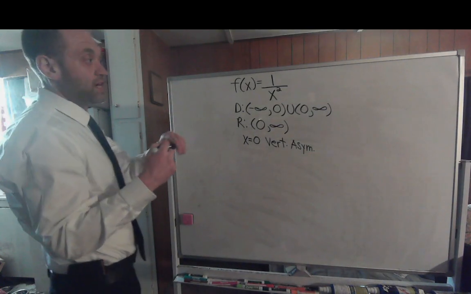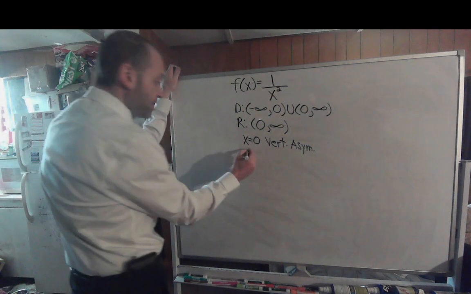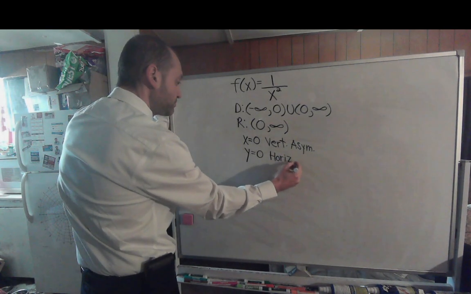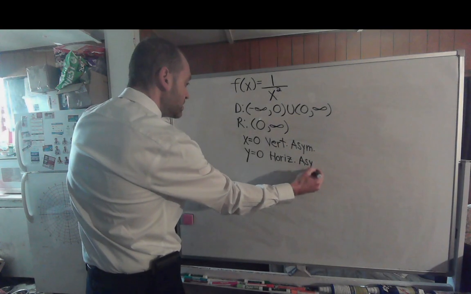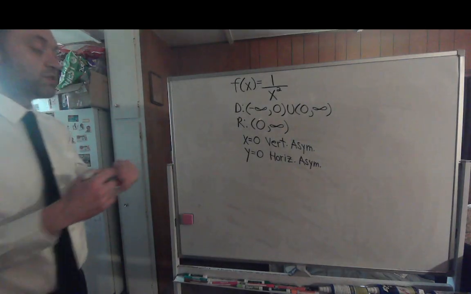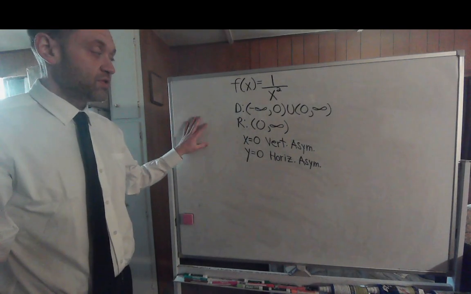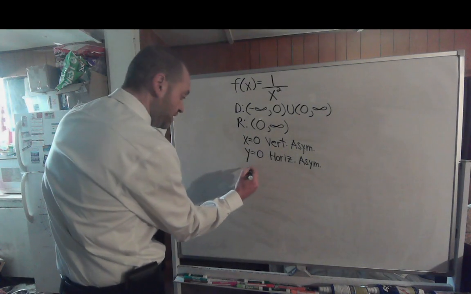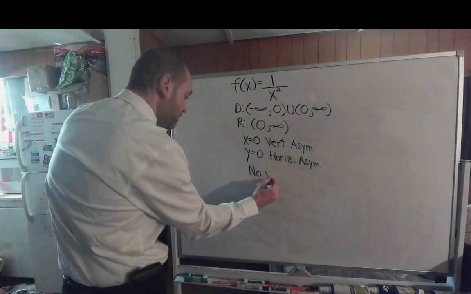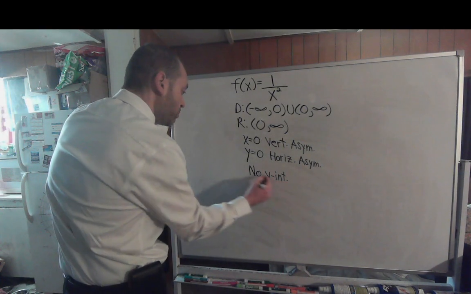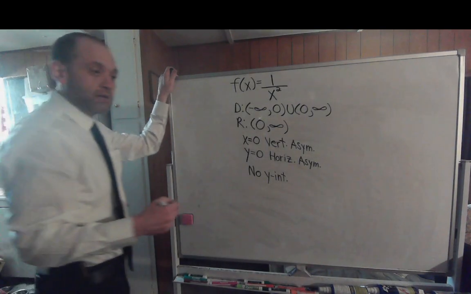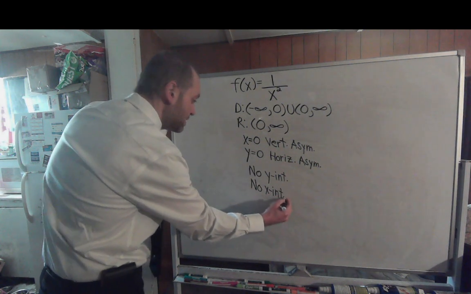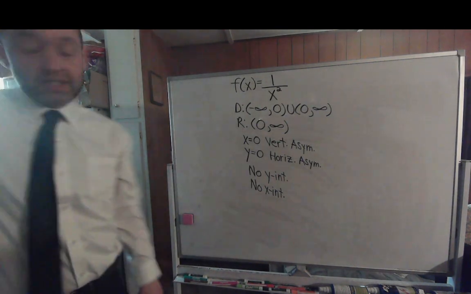Now, of course, the degree of the numerator is less than that of the denominator, so y equals 0 is your horizontal asymptote. Okay, so then we need to talk about intercepts. Y-intercept occurs when x equals 0, but that would make this undefined. So there are no y-intercepts in this case. What about an x-intercept? Well, that'd be saying 0 equals 1, which isn't true, so there are no x-intercepts in this case either. So there are no intercepts in this case.